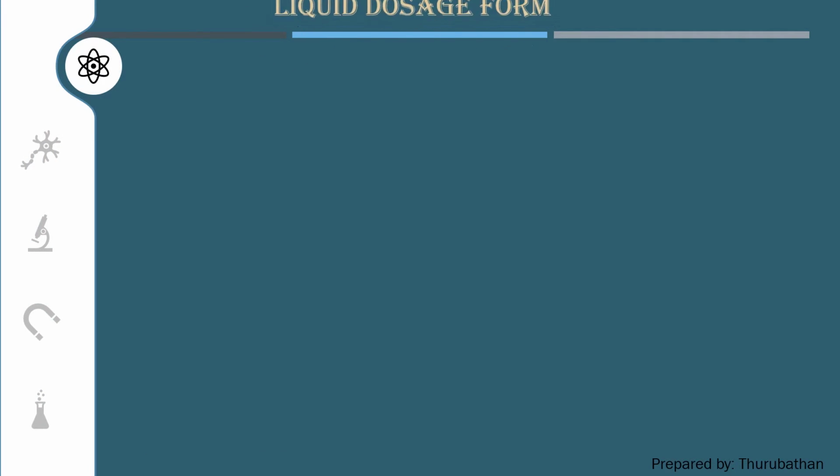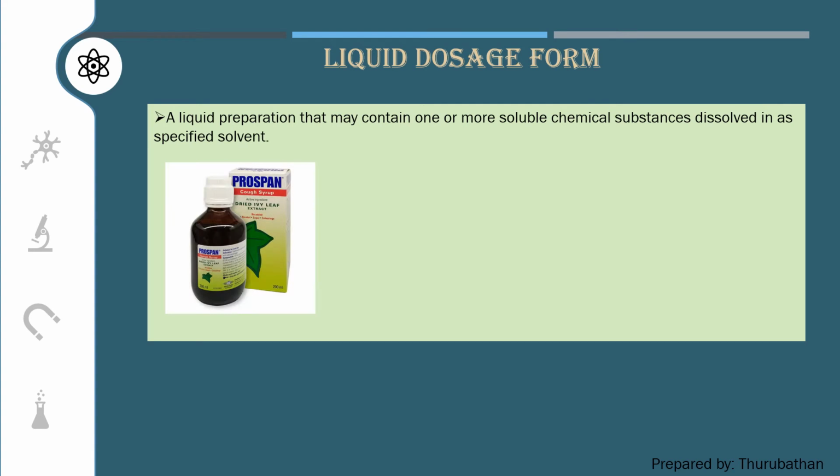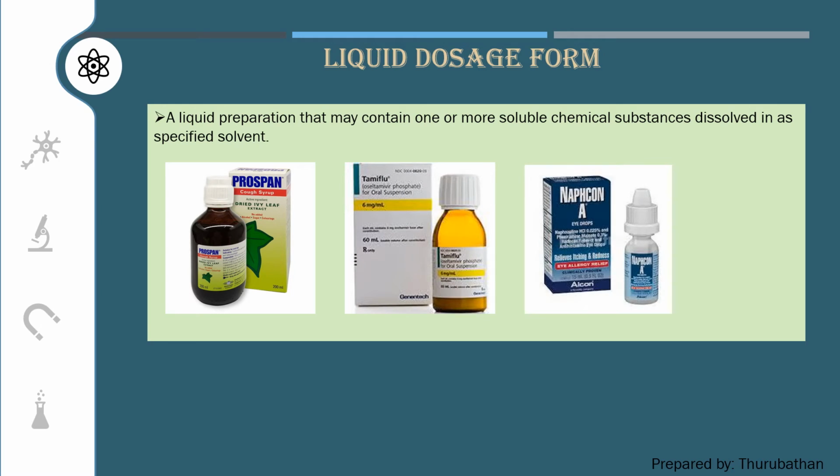Liquid dosage form. Liquid dosage form is a liquid preparation that may contain one or more soluble chemical substances that dissolve in a specified solvent. These are the examples of liquid dosage form.